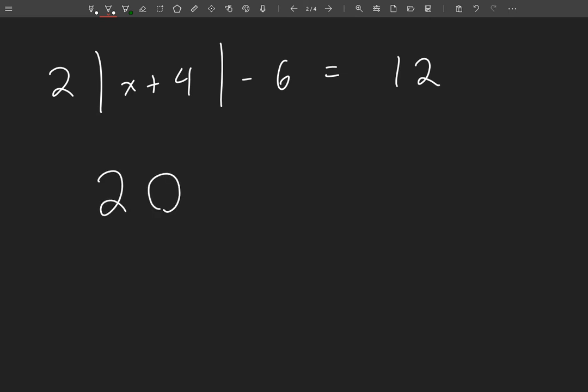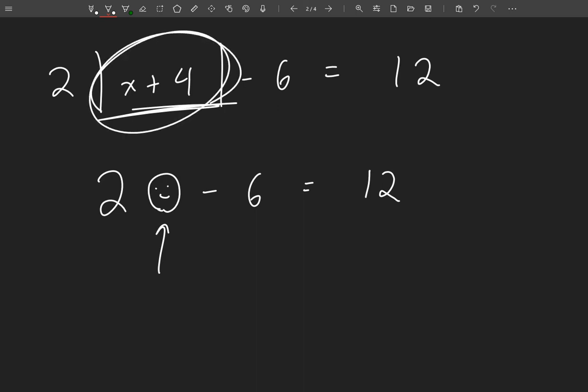If I drew 2 smiley face minus 6 equals 12. Okay, I've just replaced this stuff with a smiley face. It could be an X, could be Y. It doesn't matter what it is. The point is, it's just 2 times something, right? If you saw this, it isn't confusing. Well, maybe it is, because you've probably never seen a smiley face in an equation before. But my point is, I don't want you to think about anything in the smiley face. Nothing in here matters right now until you get rid of everything else.